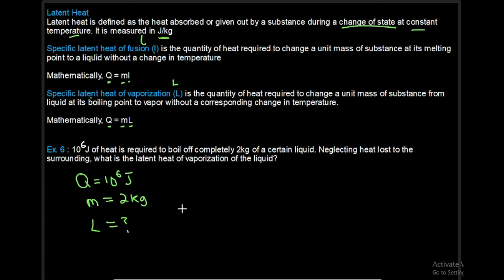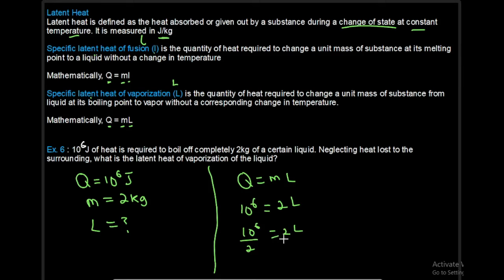So it's very straightforward. We just go to our equation, which is Q equals mL. To get L, we divide both sides by m. So first let's substitute. We have 10 raised to power 6 equals m is given, which is 2, times L, which is 2L. So to get L, we divide both sides by 2, which is our mass. So we have 10 raised to power 6 all over 2 equals 2L all over 2.